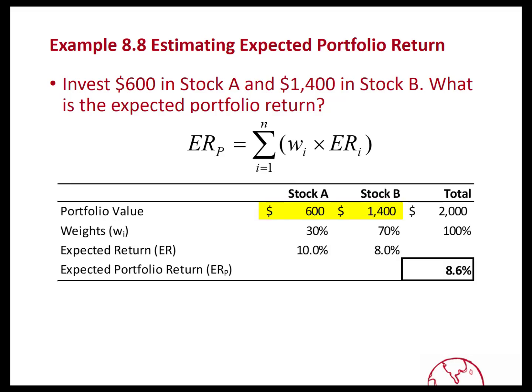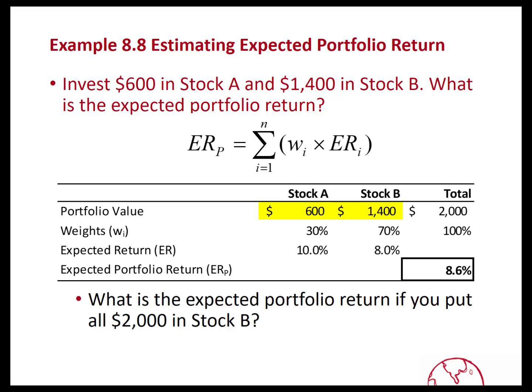Okay, it's simply take the portfolio weights and convert them into percent. We see that for a portfolio of $2,000, 30% is going to be in stock A, 70% in stock B. We have their expected returns from the previous calculation, and it's simply a question of multiplying the weights times the expected return. So 30% times 10% and 70% times 8%. Adding them up, we get that the portfolio expected return is 8.6%. Again, it makes sense. It's between 8 and 10%.